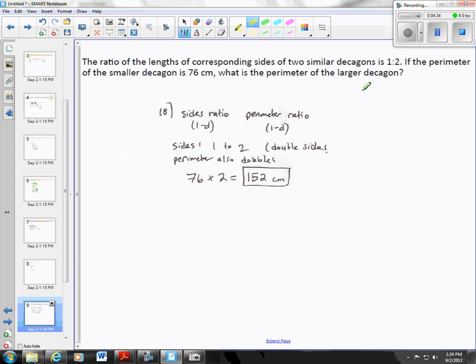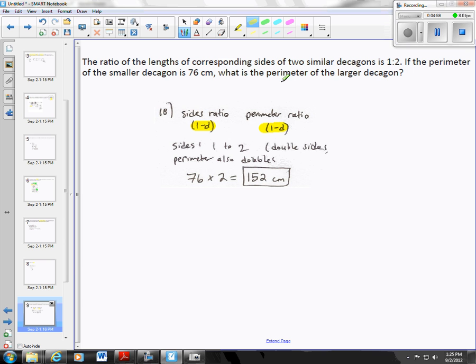All right, now this one, we have the ratio of lengths of corresponding sides is 1 to 2. That means that the side lengths of these decagons, the first one is half the size of the other. So the second one is double the original size. All right, so if the perimeter is one-dimensional, same thing as sides, so they're going to have the same ratio. So if the smaller one has a perimeter of 76, what is the perimeter of the larger one?